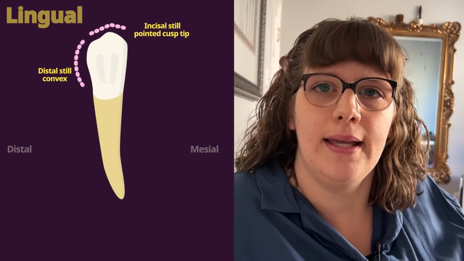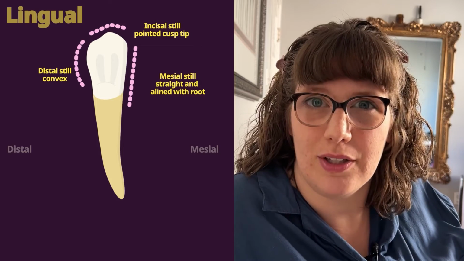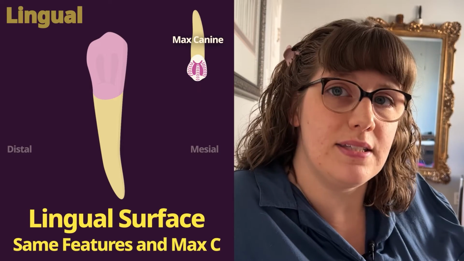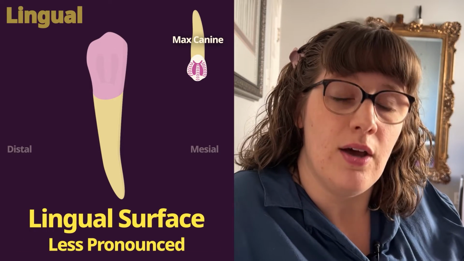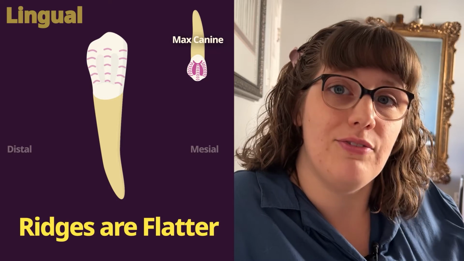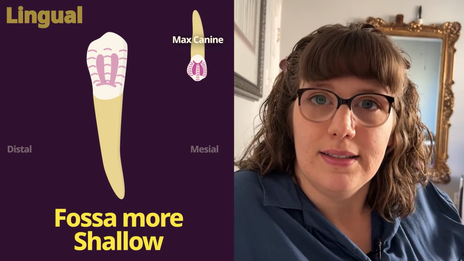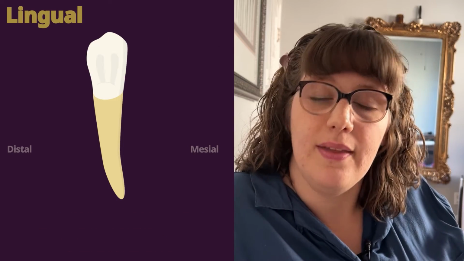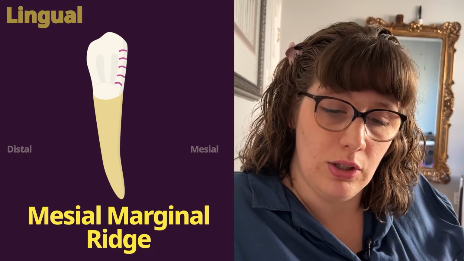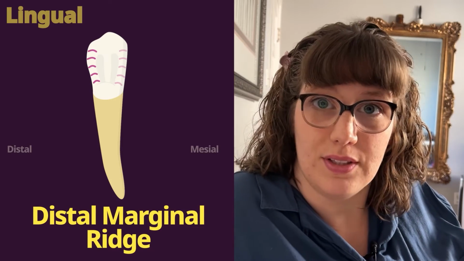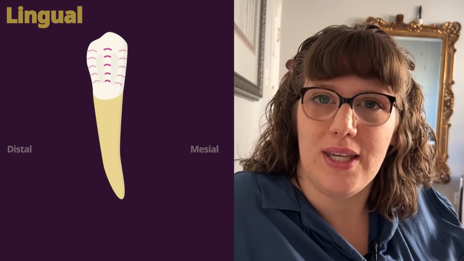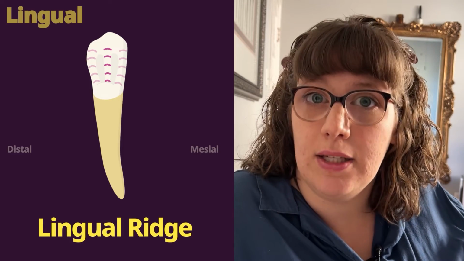From the lingual, the mandibular canine has the same outline as it did from the facial, just seems reversed. The lingual surface of the mandibular canine has the same features as the maxillary canine, but not as pronounced. The ridges are going to be flatter, and the fossa are going to be more shallow, leaving the lingual surface more smooth than the maxillary canine. There's going to be a mesial marginal ridge along the mesial, a distal marginal ridge along the distal, and then a third ridge on this lingual surface that runs between the marginal ridges, and that's the lingual ridge.